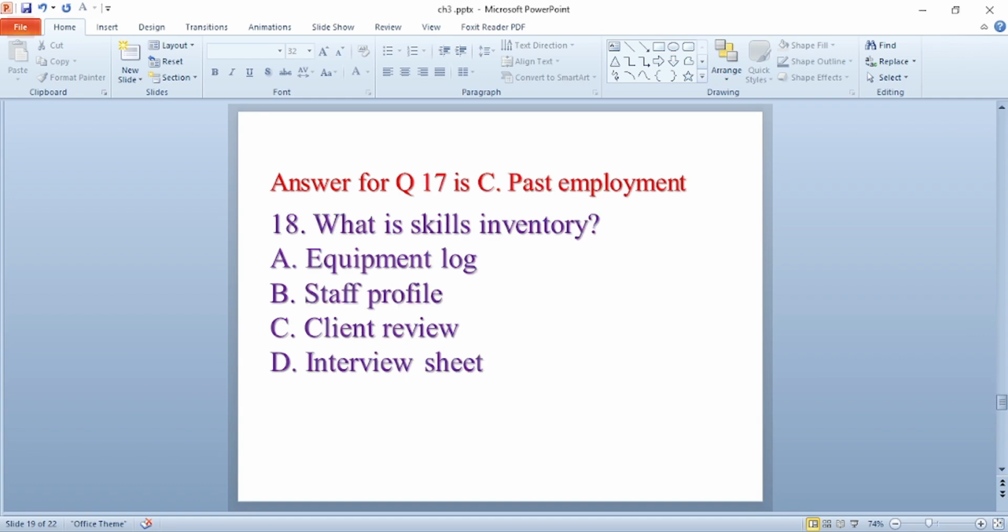Question number 18. What is the skills inventory? A. Equipment log. B. Staff profile. C. Client review. D. Interview sheet. Answer for this question is B. Staff profile.